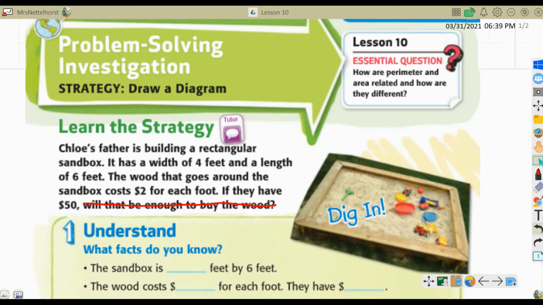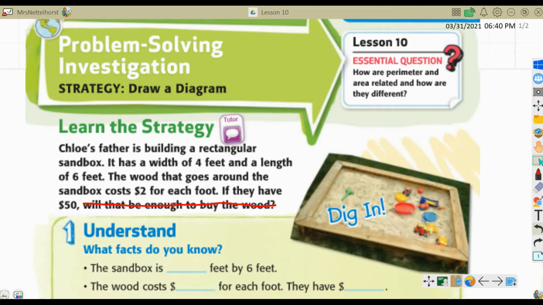So now I'm going to read it again, and I'm going to put all the numbers back, but still no question. Chloe's father is building a rectangular sandbox. It has a width of 4 feet and a length of 6 feet. The wood that goes around the sandbox costs $2 for each foot. If they have $50, now I'm going to adjust the picture in my head. So I see a rectangle that on the short side is 4 feet, on the long side is 6 feet. And when I go to Home Depot, I look at the wood I want, and I look at the price, and it says $2 a foot. And then I look in my hand to see how much money I have, and I see I have $50 there to pay for it with.